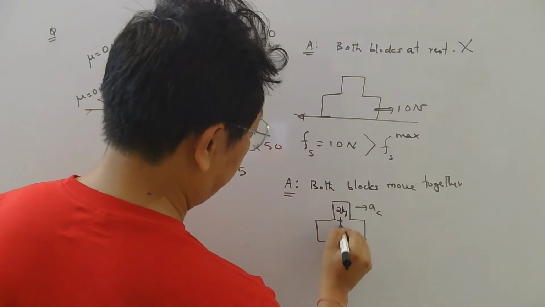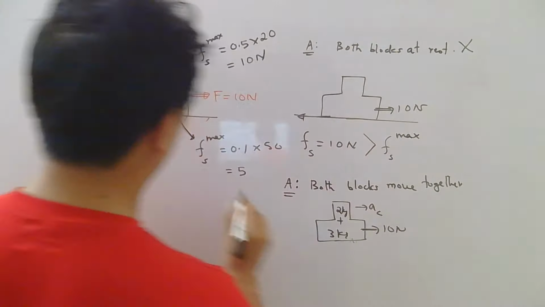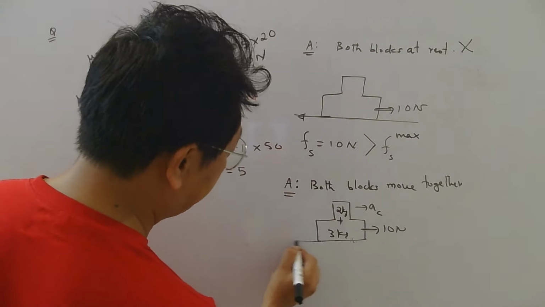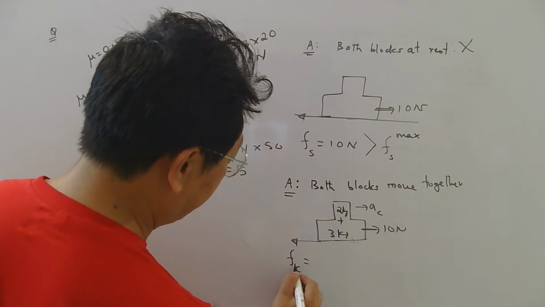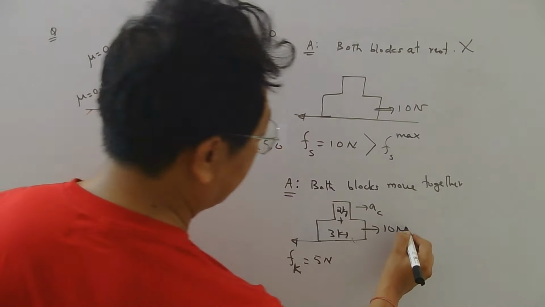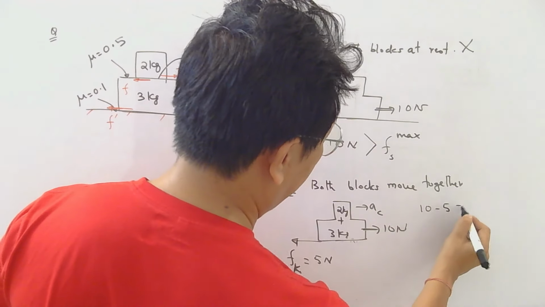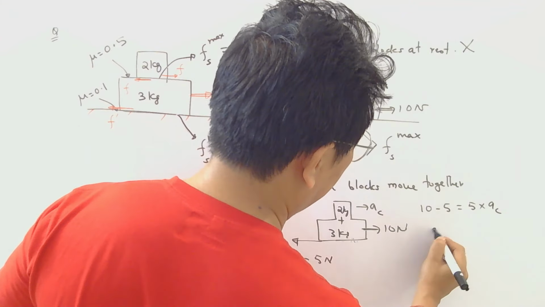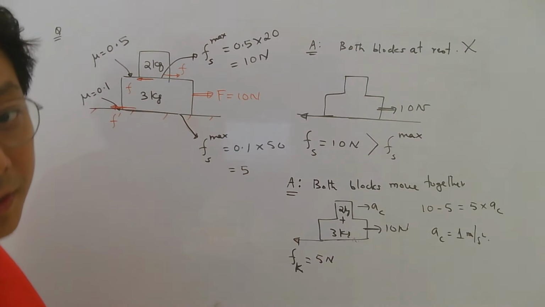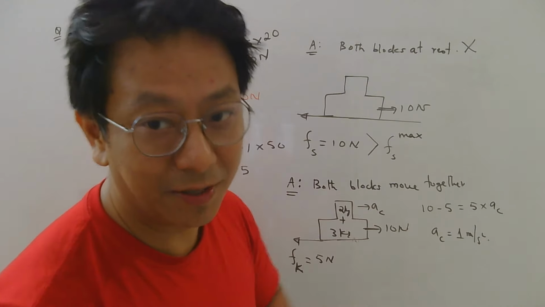This is 2 kg plus 3 kg. Here 10 Newton. And since now this surface is sliding on the floor, friction here will be kinetic. And kinetic friction in this problem is same as maximum static friction, 5 Newton. So if you use Newton's law, total force is 10 minus 5 equal to 5 into A common. So A common is 1 meter per second square. So if both blocks move together, this should be the acceleration.